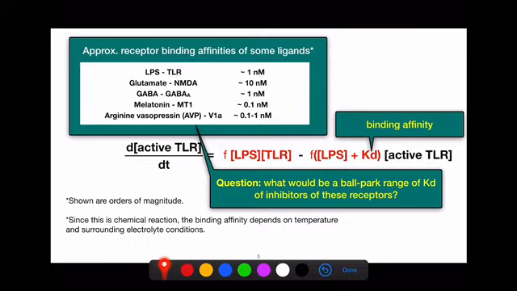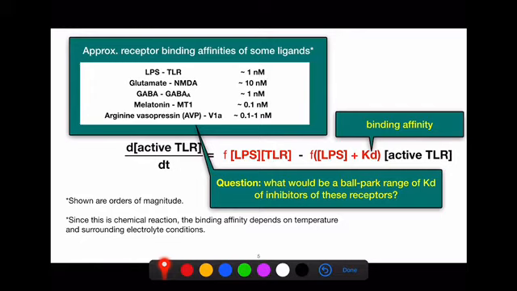In comparison, the metabotropic melatonin receptor, MT1, its binding affinity is about 0.1 nanomolar, which is 100 picomolar. And arginine vasopressin, which is an important neurotransmitter in the brain, particularly in the circadian biology, its binding affinity to the V1A receptor, one of the receptor subtype for the vasopressin, is about 0.1 nanomolar as well. But it can be up to like 1 nanomolar. The values vary a lot, but once again, we need to have some ballpark range.